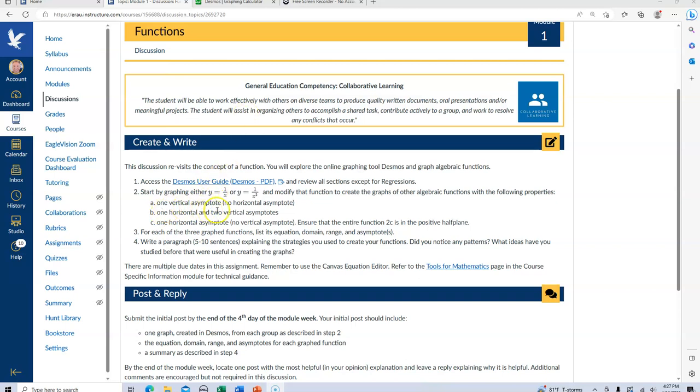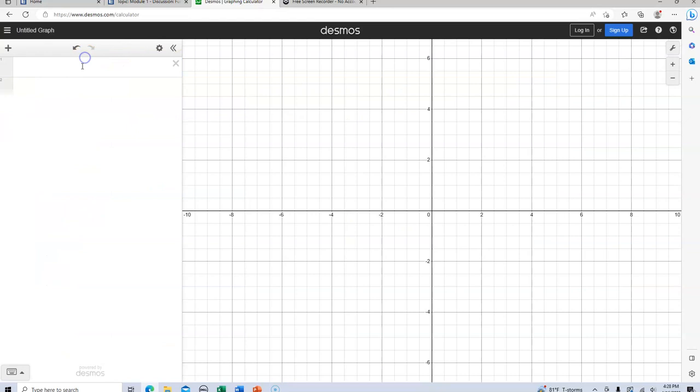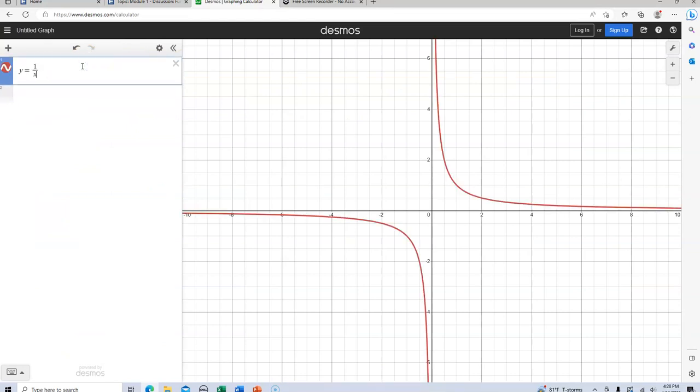So what we've asked you to do is start with either y equals 1 over x or y equals 1 over x squared, and then modify that function within a Desmos window such that you have one vertical asymptote and no horizontal asymptote. So I'm going to switch over here to Desmos, and I'm going to graph y equals 1 over x.